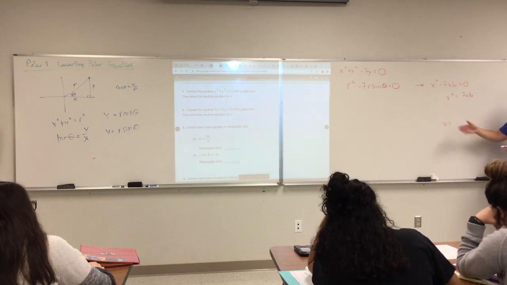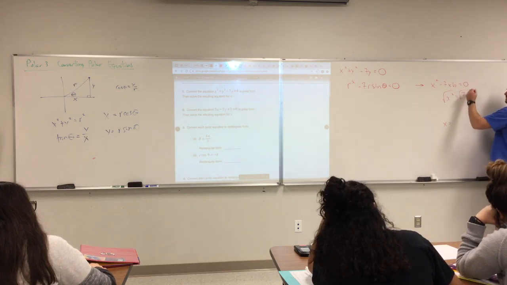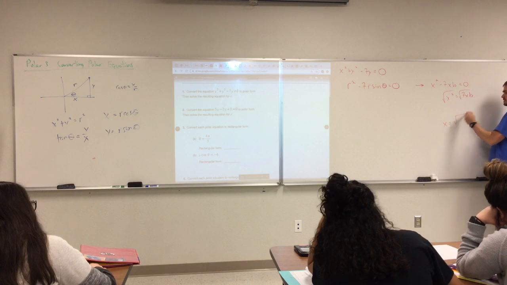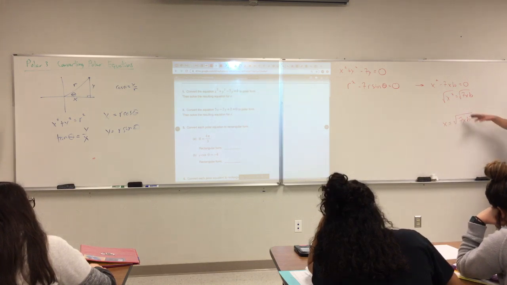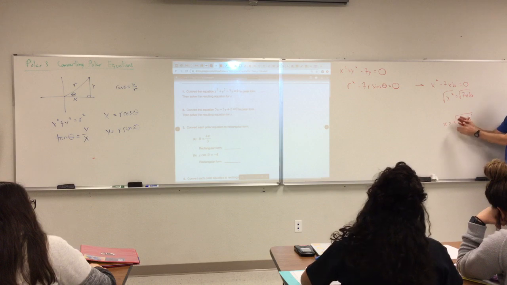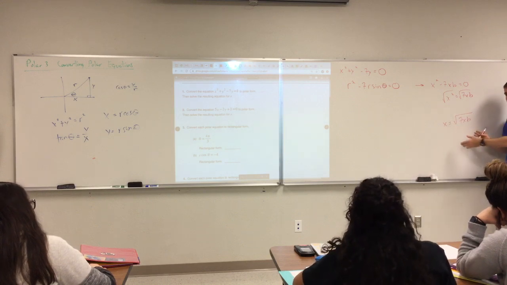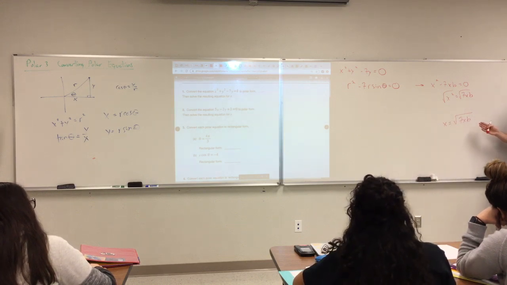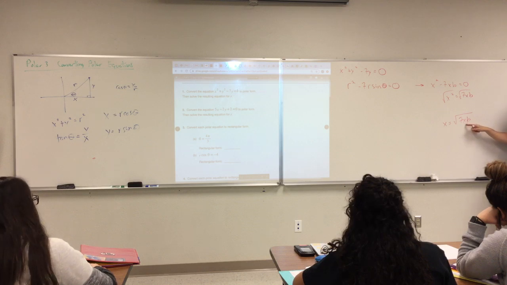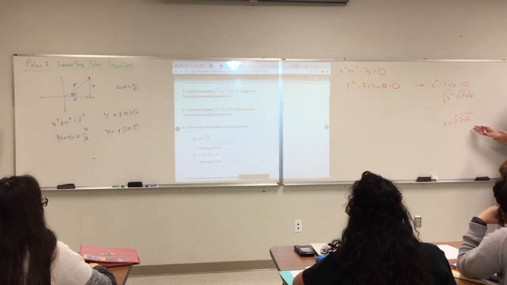Now how am I going to get that x all by itself? Take square root. Square root here, square root here. So I have x equals the square root of 7x. Now there's a problem with this. I like it. I like the x all by itself. We do have it in terms of x equals, but I also have an x over here. You see where I'm coming from?